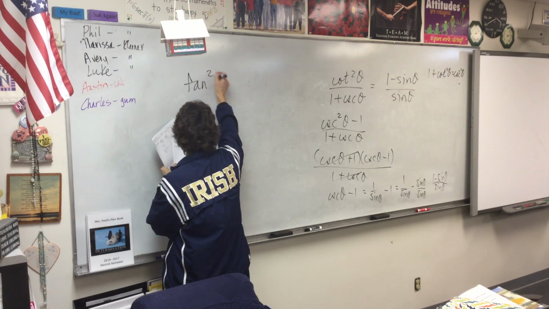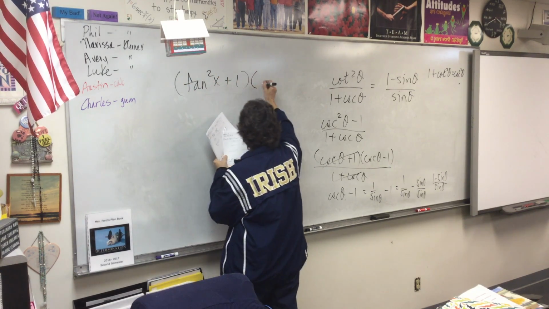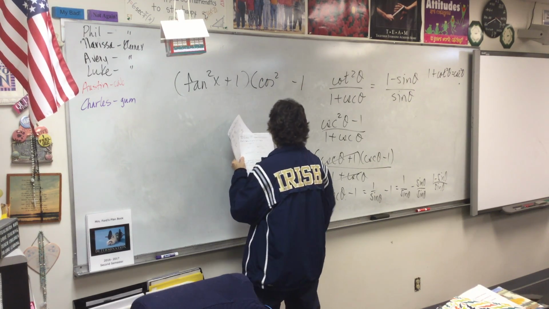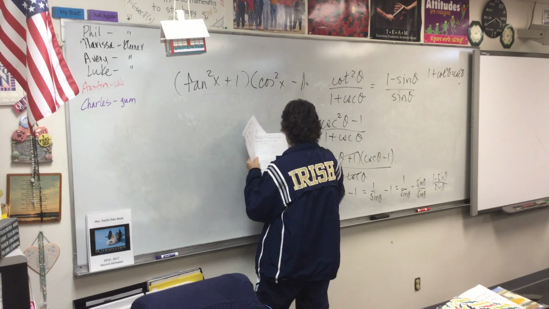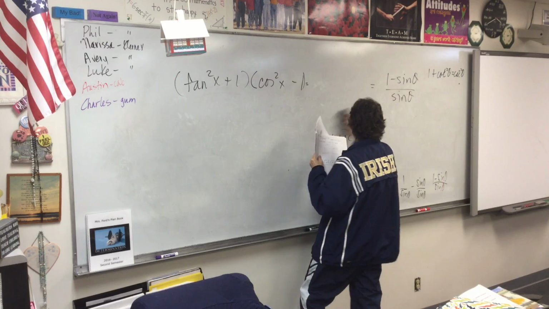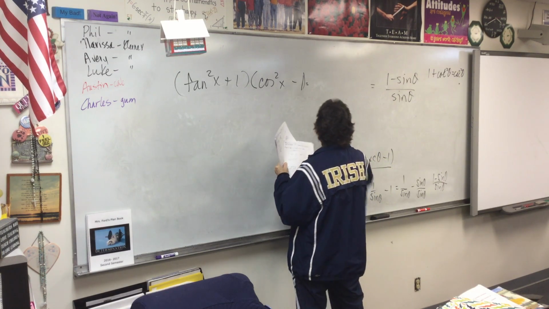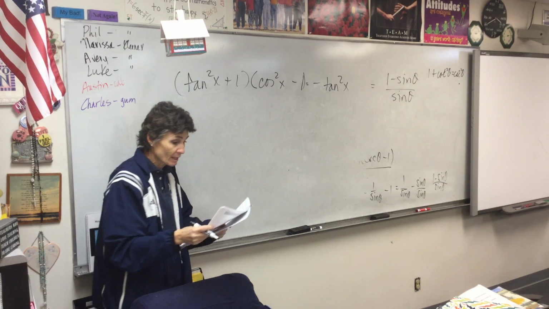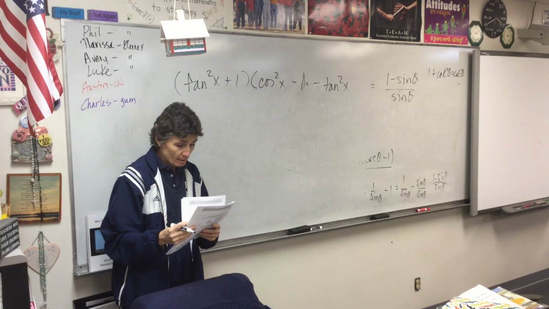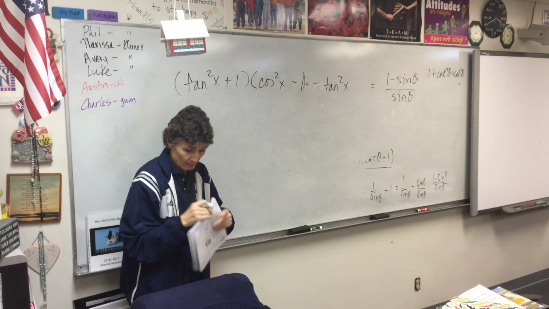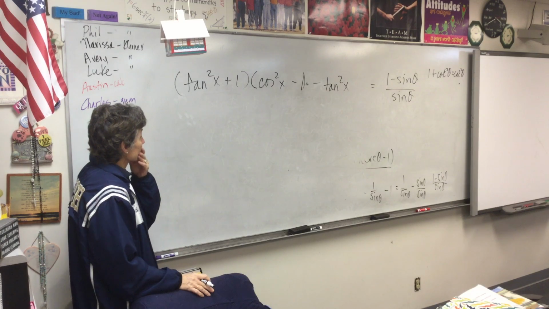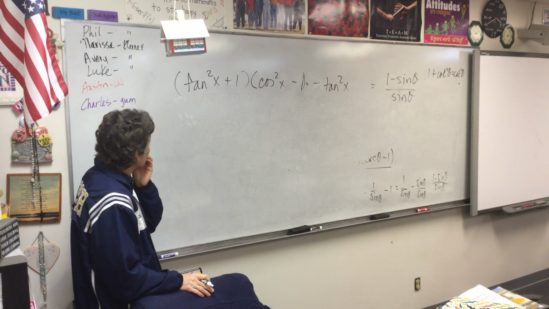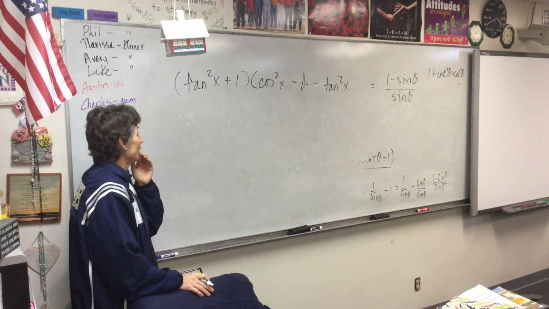Okay, we have tangent squared plus 1 times cosine squared minus 1. Oops, we're the same variable. Equals negative tangent squared. Alright, now this problem was actually probably the easiest one, but some of you took a very long route and got lost along the way when you really didn't need to. This could be very simple.